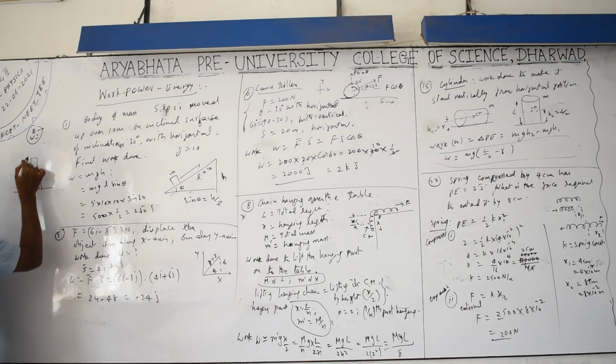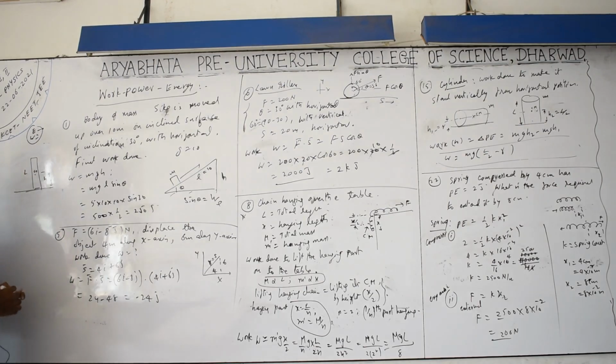Say the total length is L. The height you have to take is the distance from the bottom, from where it is lifted, to the center of mass or center of gravity of the object. For a uniform symmetrical body, the center of gravity will be exactly at the midpoint. So lifting the whole body is equal to lifting its center of gravity.